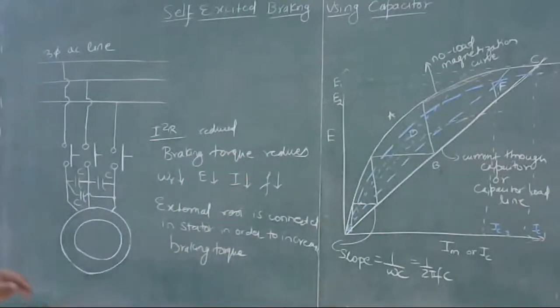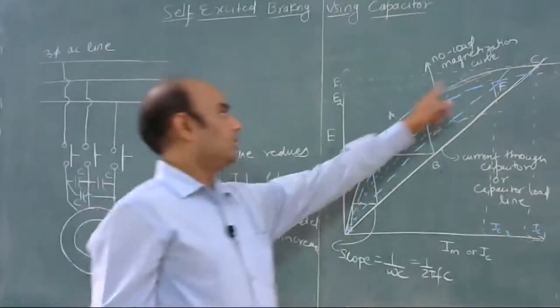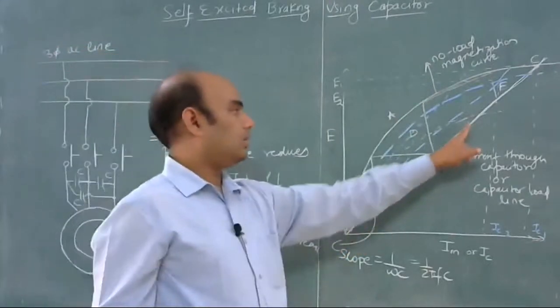So this is self-excited braking of induction motor using a capacitor. If the motor is running at normal speed and we want to brake it, we disconnect this induction motor from the supply and connect it to the capacitor bank like this. This capacitor provides the necessary excitation to the induction motor, and at that time it behaves like a generator. The excitation of this induction motor is similar to the excitation of a DC shunt motor. This is the excitation curve of this self-excited motor, and this is the current through the capacitor.